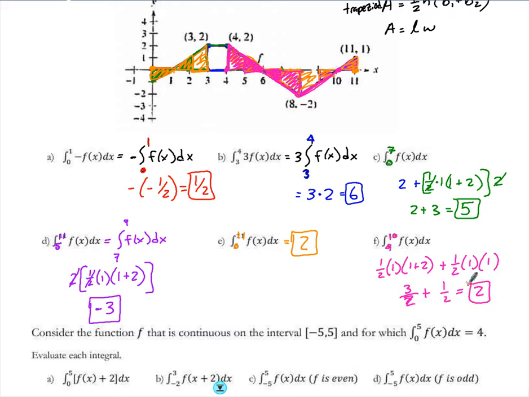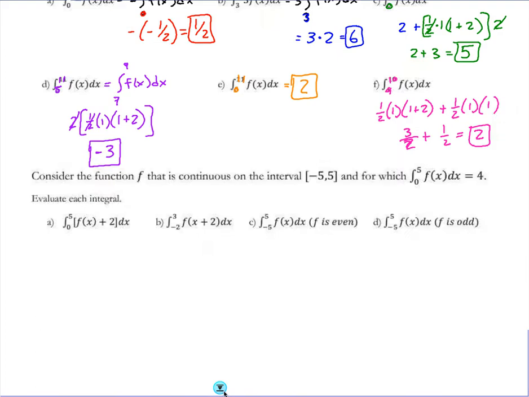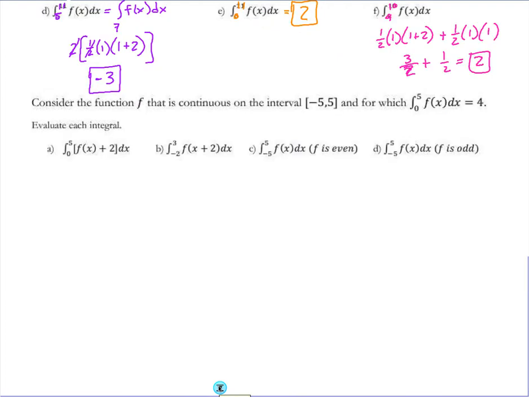Looking at our last question here in our notes, it's multiple parts, but let's look at the different types of functions and see how they would compare with each other. Here we're considering a function f that's continuous on an interval from -5 to 5, and we know about this function that its integral, or the area under its curve from 0 to 5, is equal to 4. So when possible, we're going to simplify and change our integral so that it looks more like this, so we can use this fact.